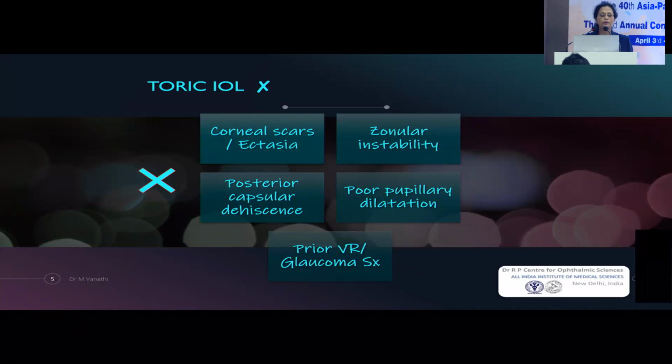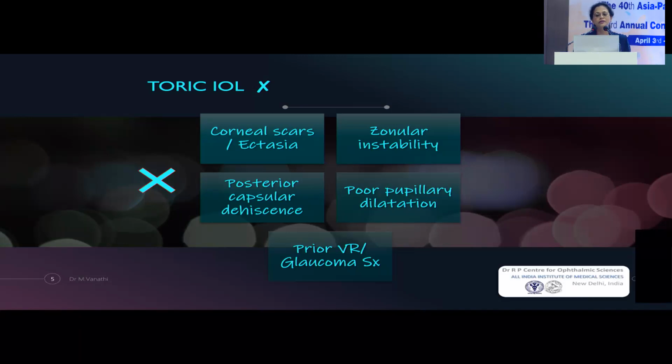which are required when one is considering incorporating toric IOLs into his or her practice. So the first is to know where you would not want to use toric IOLs. So corneas which have been altered by scars, corneas which have ectasias, post-LASIK corneas where the irregular astigmatism quotient is higher, then these are not corneas which would be befitting toric IOL implantation.